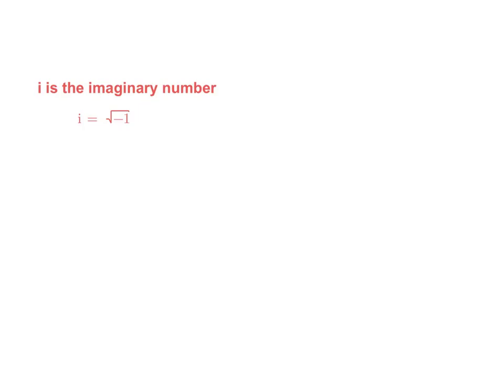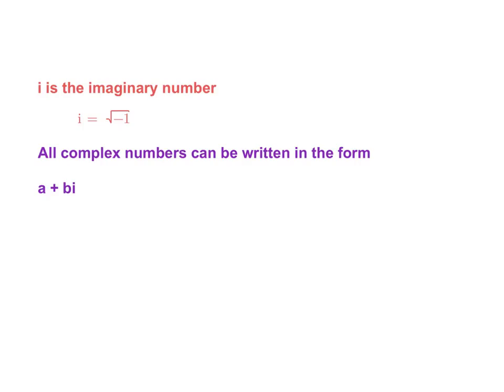Square root of negative 1. We'll get into where that comes from and why it's important here in a little bit. But that is the imaginary number. All complex numbers can be written in the form a plus bi, where a is the real part, and bi is the imaginary part.